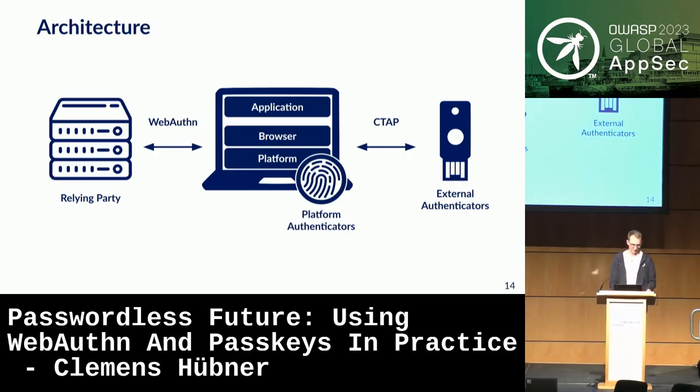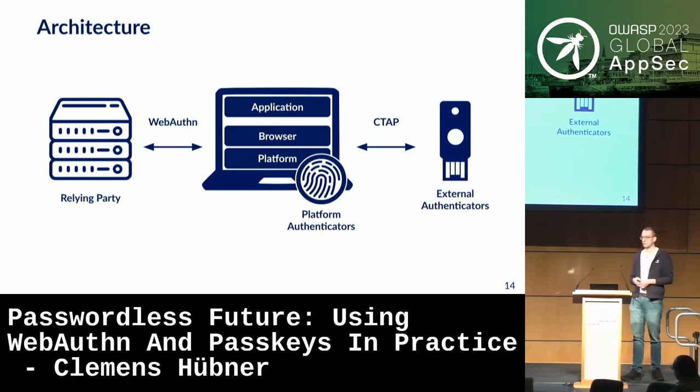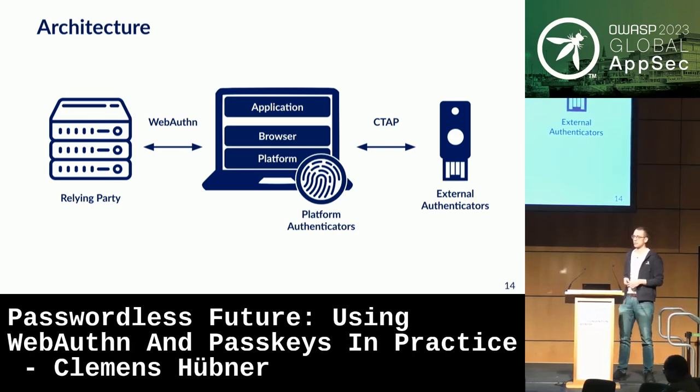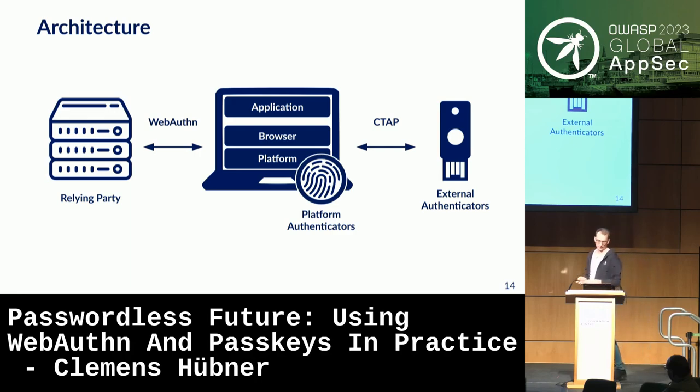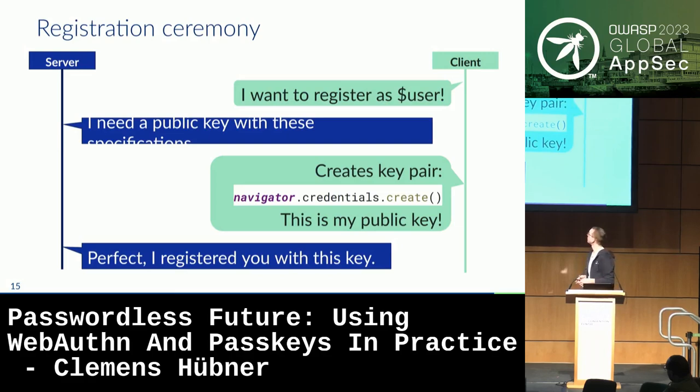So let's have a look at how this is actually done. So we remember we have this application, the small web application we just saw. We have a relying party, some kind of backend where we want to authenticate against. And what is actually happening in this registration ceremony? So that's, I hope you can read it. So the server and the client talk to each other. The client says, hey, I have this user here, Clemens. He wants to authenticate with this username.